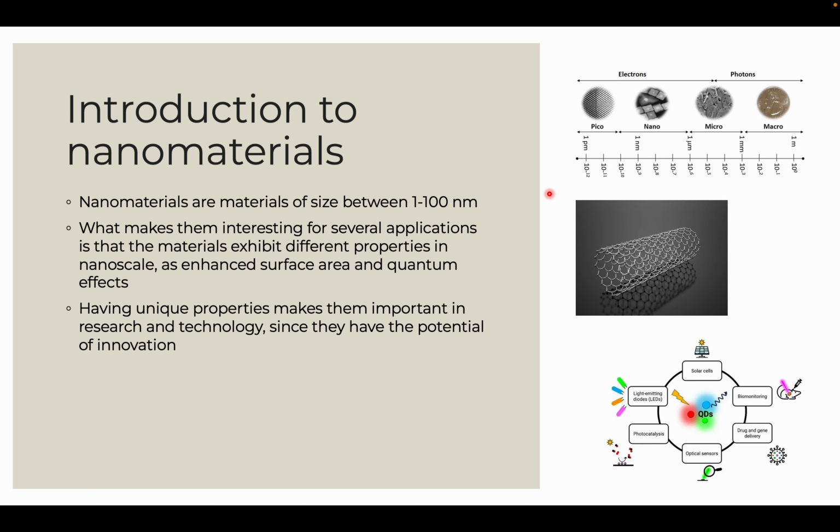What makes these materials interesting is that they exhibit different properties at nanoscale, and that makes them important in research and technology because it gives them potential of innovation. These are the two structures I'll be talking about today. So this is a carbon nanotube, and this is a scheme just showing quantum dots and their uses.